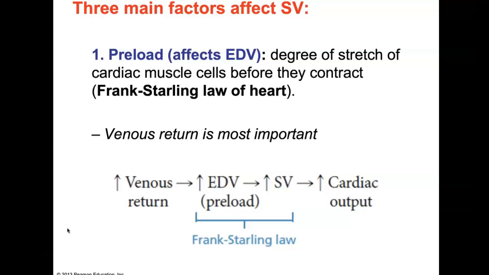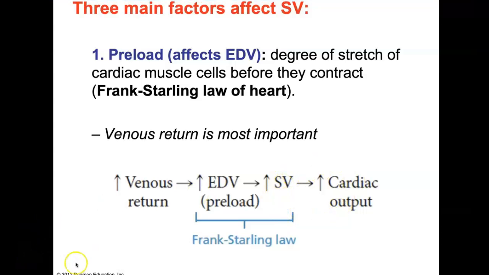The most important factor that affects stretching cardiac muscles is venous return, which is the amount of blood returning to the heart and distending the ventricles. So anything that increases venous return is going to thereby increase end diastolic volume, and consequently, that's also going to increase stroke volume, which is going to act on cardiac output.